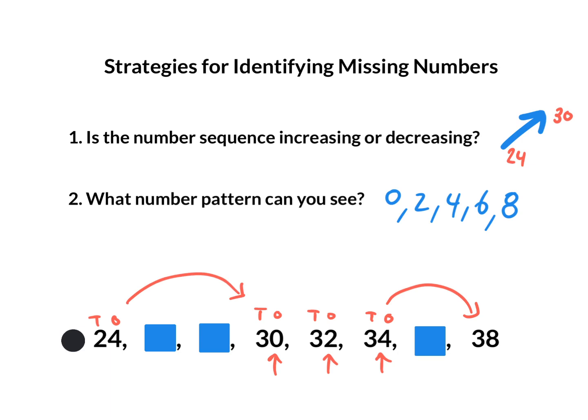So the first thing I like to do is identify whether my pattern is increasing or decreasing. And then I like to have a look and identify the number sequence and the pattern I am looking at. So for today, I can say that I'm looking at a 2's pattern because I can see in the ones column a 0, 2, 4. All right, let's have a look at another example.